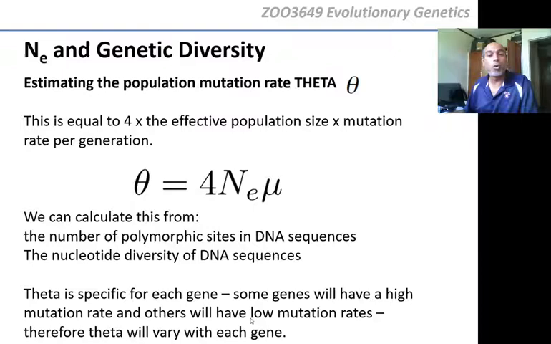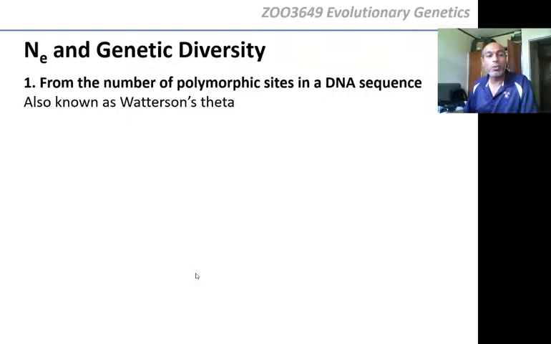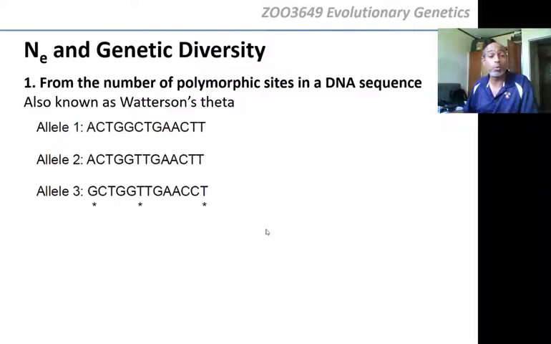So how do we calculate theta, this population parameter, for any mu? How do we calculate it from polymorphic sites in a DNA sequence? This way of calculating theta is also known as Watterson's theta, because Watterson was a guy in the 1960s who came up with this way of calculating theta.